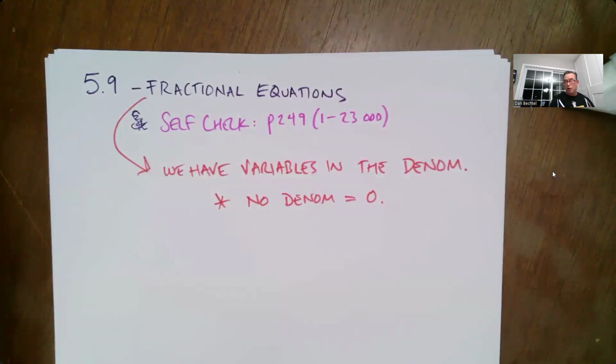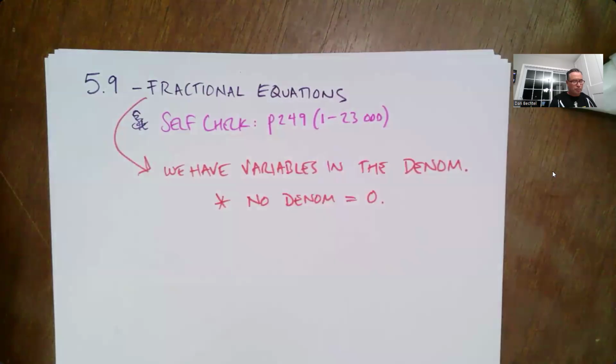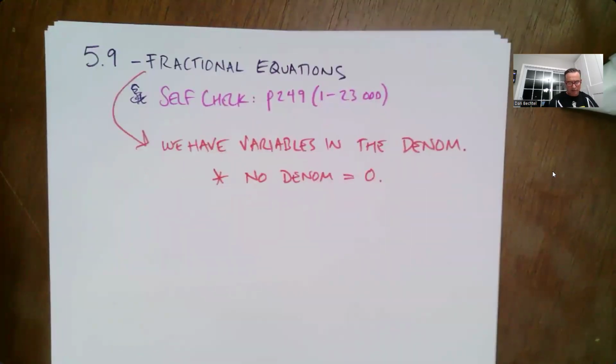Now, I'm going to do a couple really quick examples of this to give you a chance to go through it. Your self-check is going to be on page 249, 1 through 23 odd. Give it a shot. Take a look and see what it's going to look like and see what you can do. I'm going to try a different color to see if this is going to work.